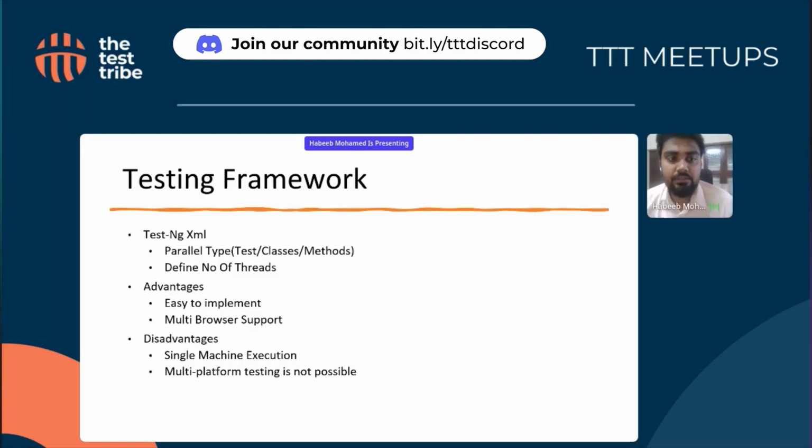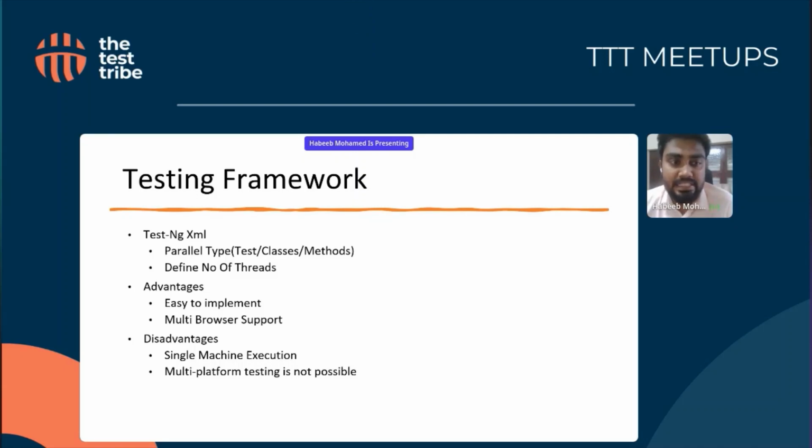The advantage of this approach is that it's easy to implement. It's just an XML creation and the configuration of parallel types and the number of parallel threads. Even multi-browser support is easy. We just have to define our driver factory in such a fashion, and then the multi-browser support can also be taken care of.